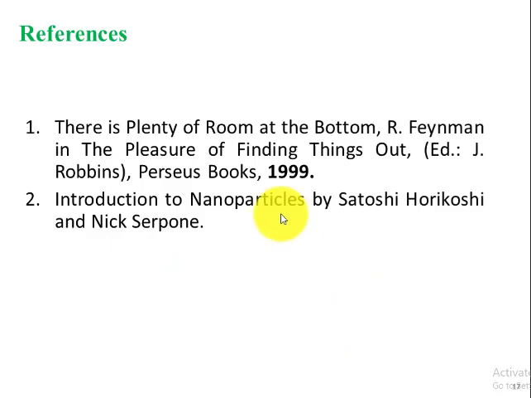The references for this lecture are There is Plenty of Room at the Bottom by Richard Feynman. It is a book published in 1999. The second one is Introduction to Nanoparticles by Satoshi Horikoshi and Nick Serpone. So these two books can be downloaded from the internet.